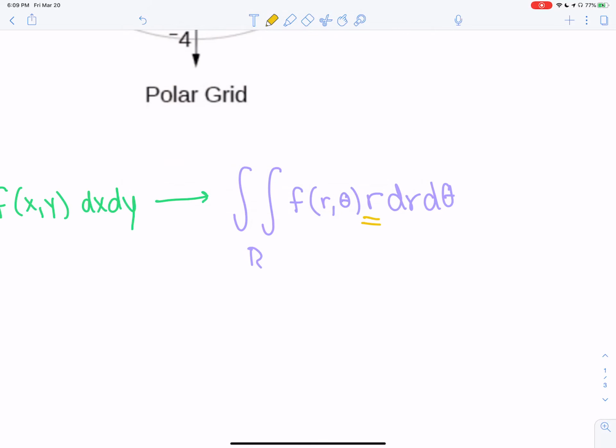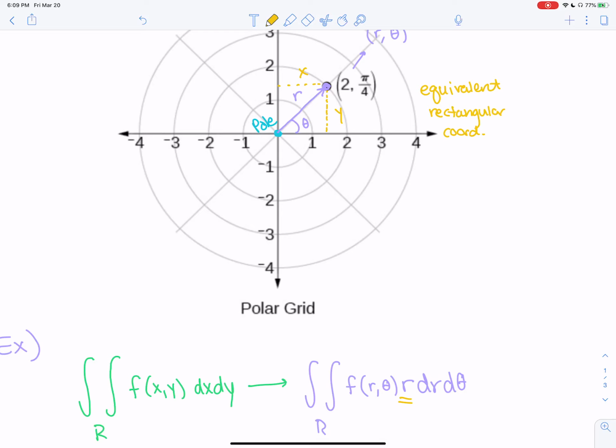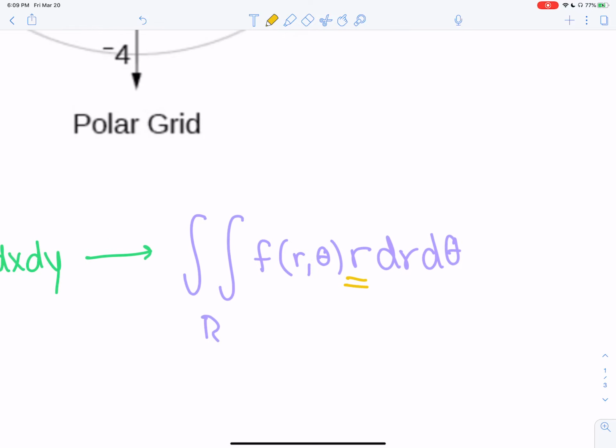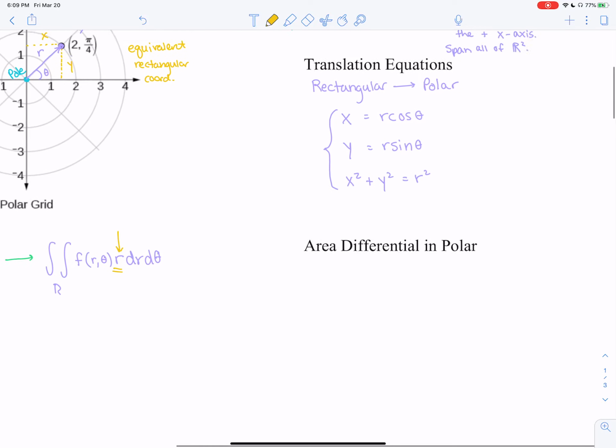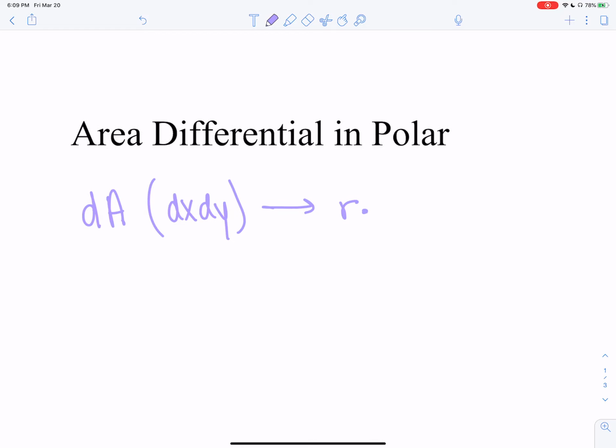It's actually an area differential, or an area accounting factor. When you wrap the coordinate system around in a circle like this, you have a little bit of area change, and so you account for that with an extra r. But for now, just remember to multiply by that extra r in every integral you convert into polar. So we'll talk about that here. So that area differential in polar, that dA in rectangular, or like dx dy, that becomes r times dr d theta. So don't forget that extra r.